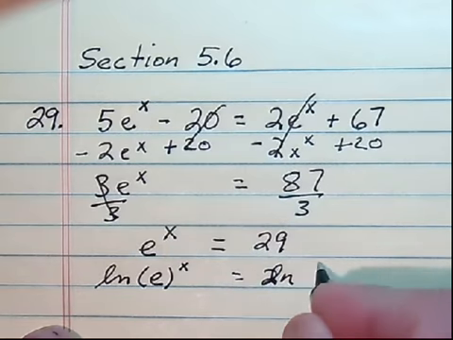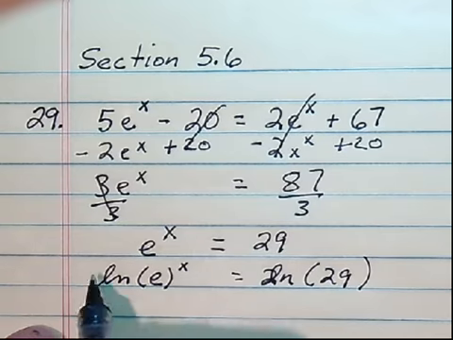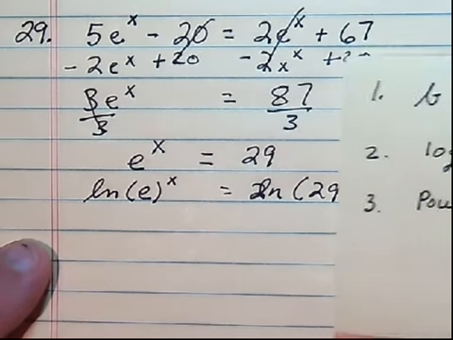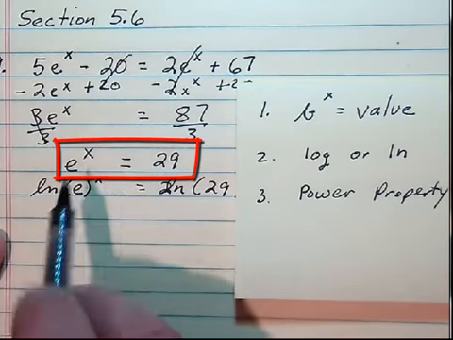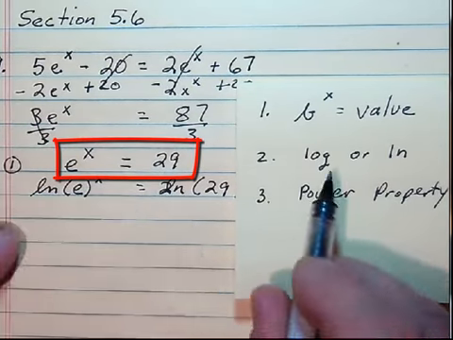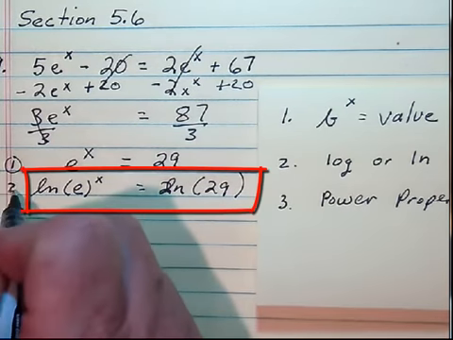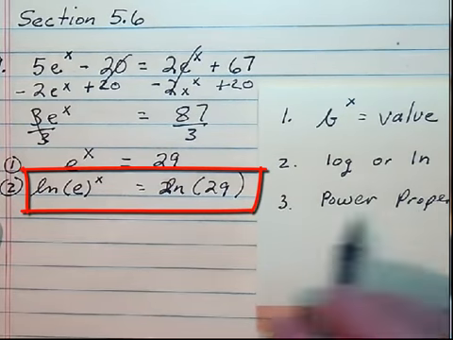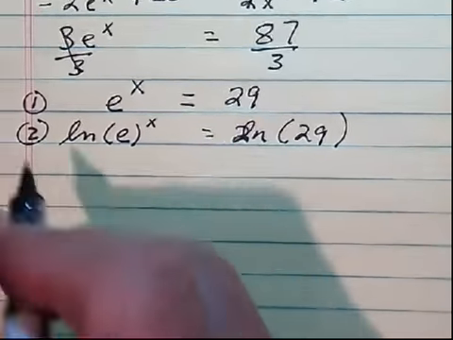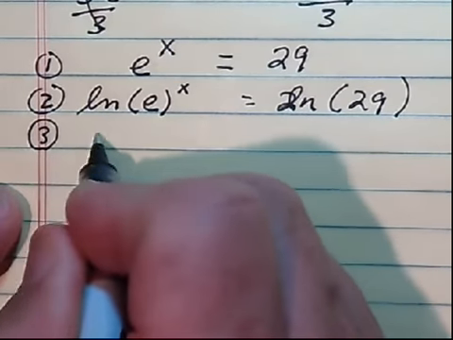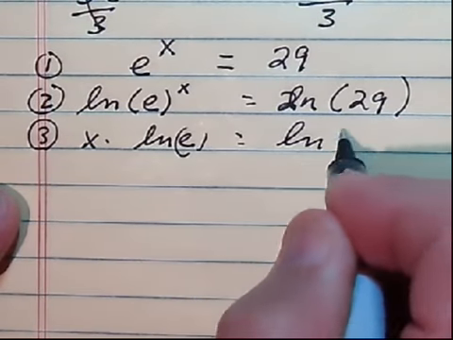Whoops, need to take ln of that side as well. We'll apply the power property. We'll move that in front. Again, let me remind you that the 3 steps were get it into this form first. There's step 1. Take log or ln of both sides, which is this step. Apply the power property, which means I can take this exponent and move it into a multiplication problem. So the third step is x times ln of e equals ln of 29.